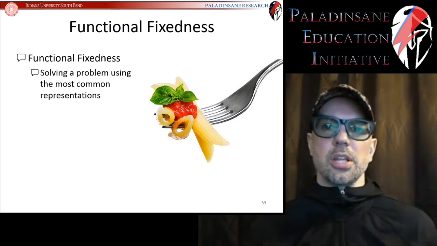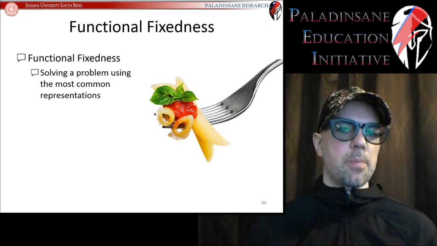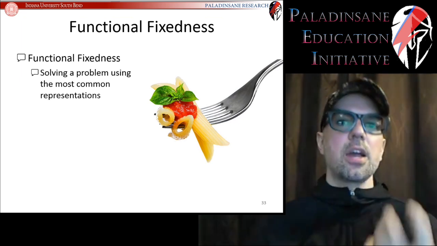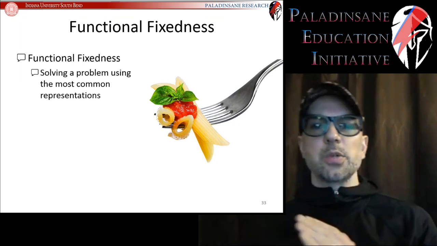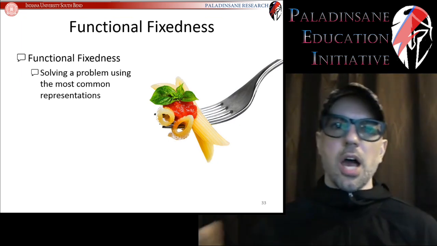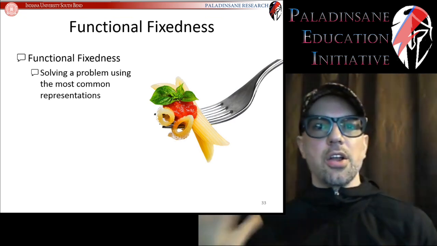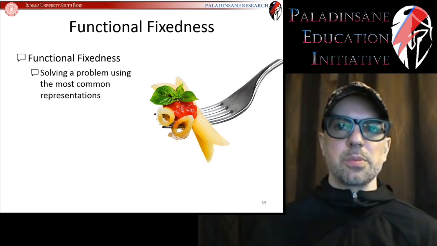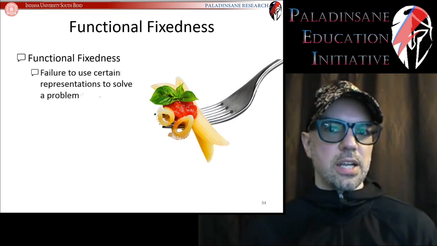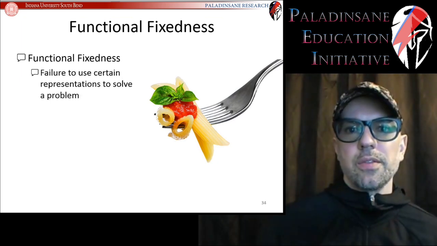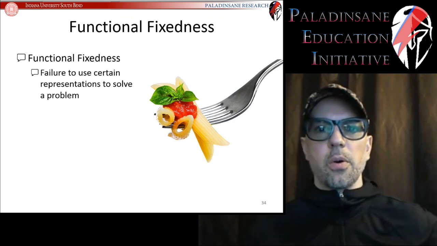So oftentimes when you are having difficulty with a problem, it's because you're trying to solve that problem using the most common representations, the most common ways to think about that problem, the most common concepts. And that's what's making it difficult, because those common typical concepts or representations are not helping. They're not the way to solve this problem. So what you need to do is break that functional fixedness in order to solve this particular problem.